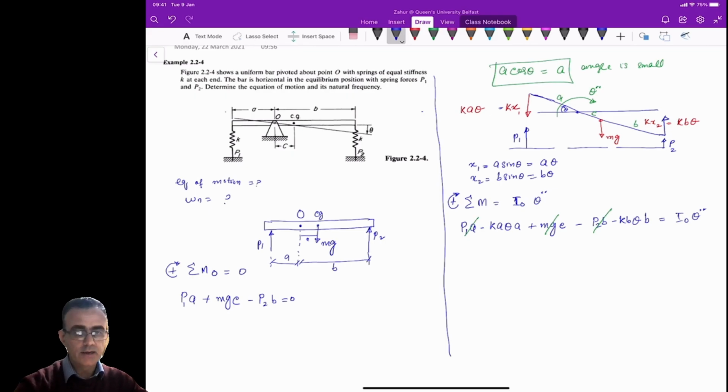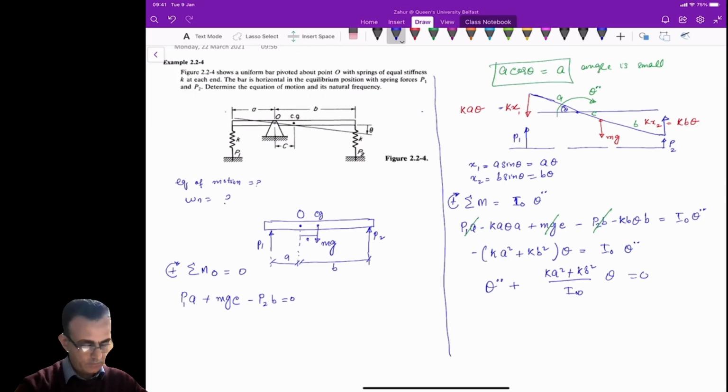So what will be left in the equation is minus k a square plus k b square, times theta, equal to I naught theta double dot. Or you can simplify this equation as theta double dot plus (k a square plus k b square) over I naught, times theta, equals 0.